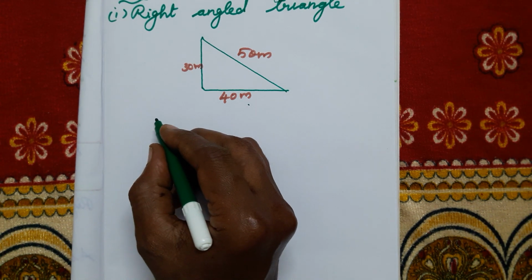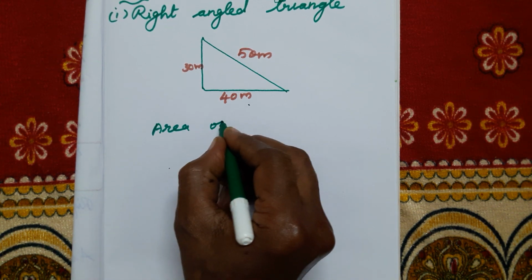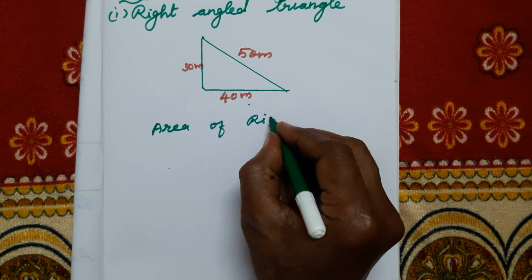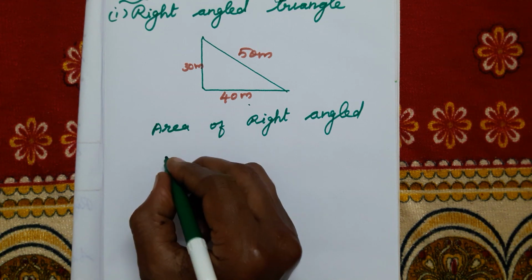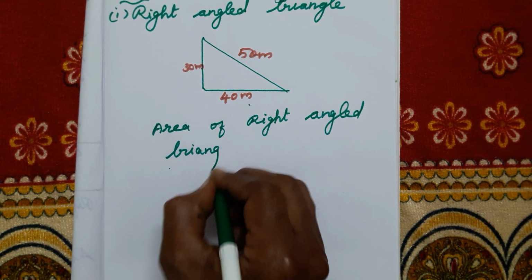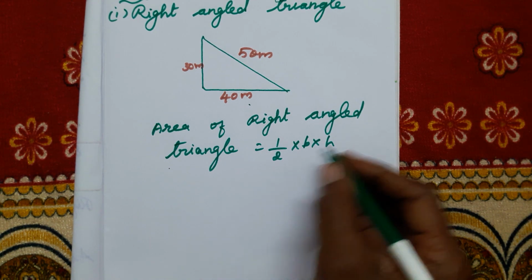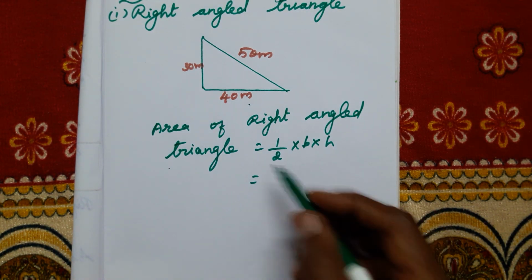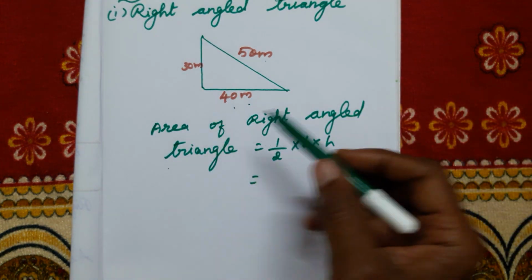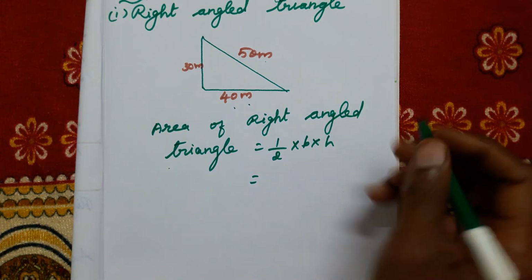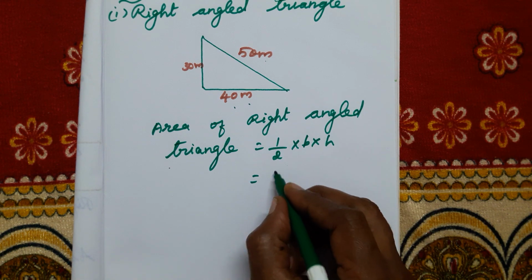I am using the half into B into H formula. Area of a right angled triangle is equal to half into B into H. If you are using Heron's formula, here take this one as A, B, C, and afterwards find the semi-perimeter and do it. If you use that method or this method, you will get the same answer.